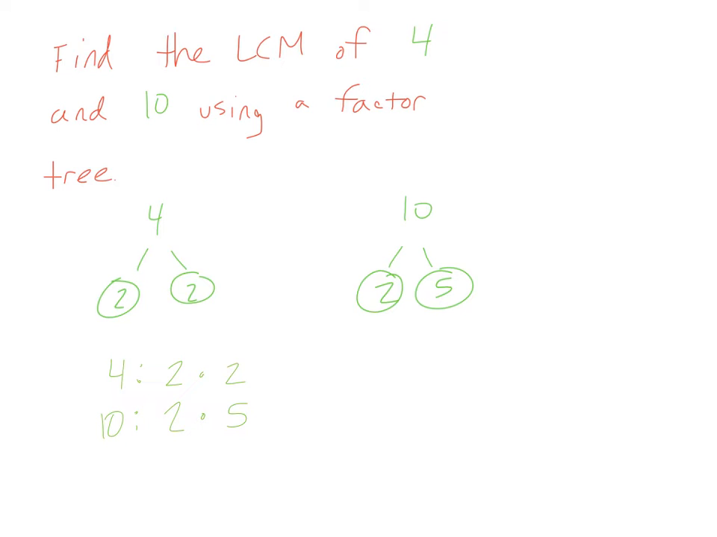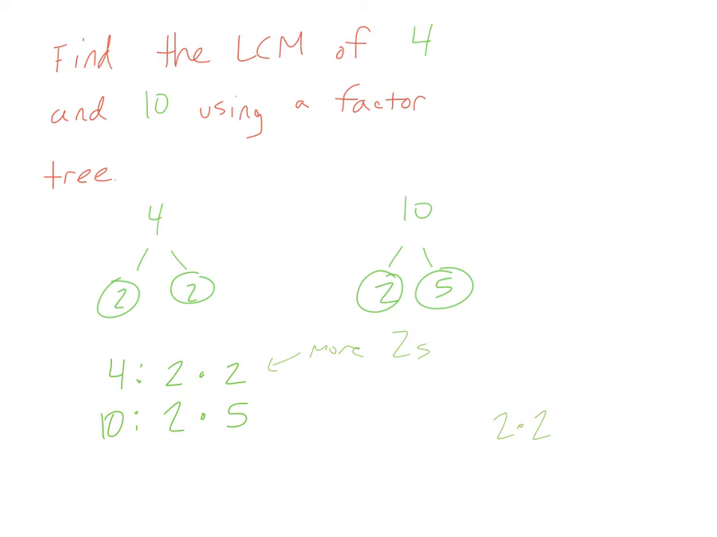And so then what we do is we ask, okay, what factors are present? 2s and 5s, right? Those are the only numbers that appear in any of those trees. And then I say, okay, let's talk about the 2s first. Which list has more 2s? This one, right? So what I'm going to do is multiply by that number of 2s. Okay, so it's 2 times 2.